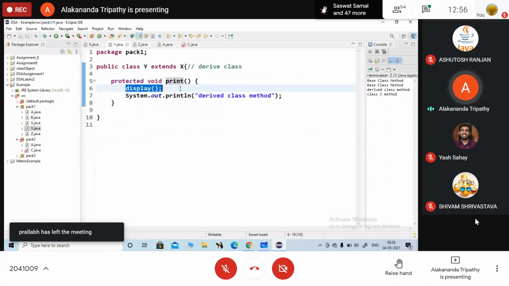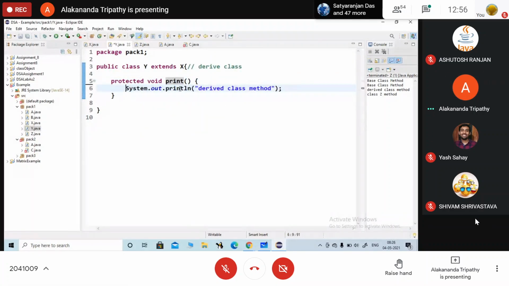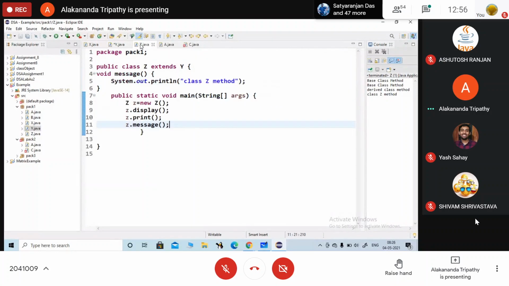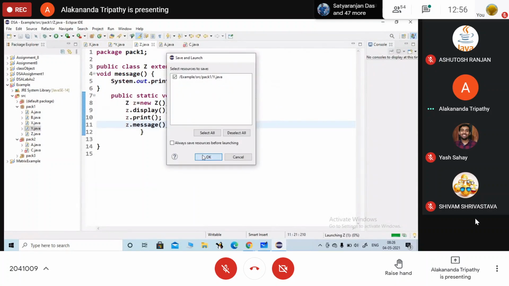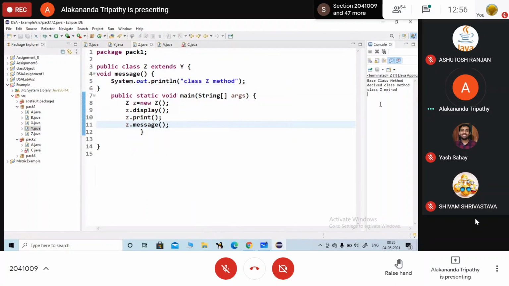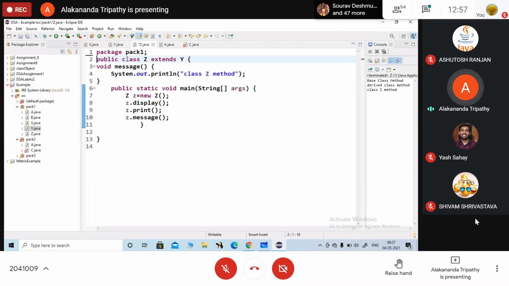Just a minute, I will remove this method. Okay. So multiple inheritance. Write down this example. Multiple inheritance.